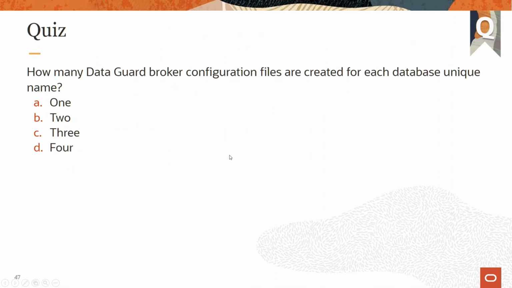Okay, so we have a quiz. How many data guard broker configuration files are created for each database unique name? We have a primary and secondary data guard broker configuration file. So the answer is B.